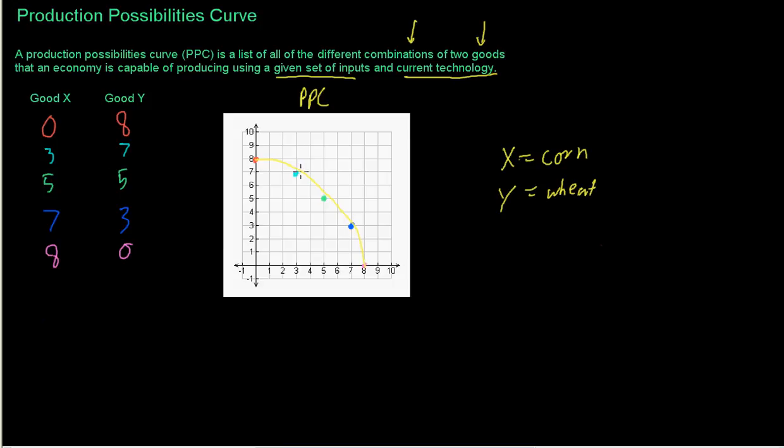The first one is that you can produce anything inside the production possibilities curve. So this farmer, let's say, could produce Y as wheat. So he could produce 7 bushels of wheat and 3 bushels of corn. But he could also produce 3 bushels of corn and 6 bushels of wheat, which would be right here. Or he could produce 3 bushels of corn and 5 bushels of wheat, or 3 and 4, or 3 and 3, or 3 and 2.